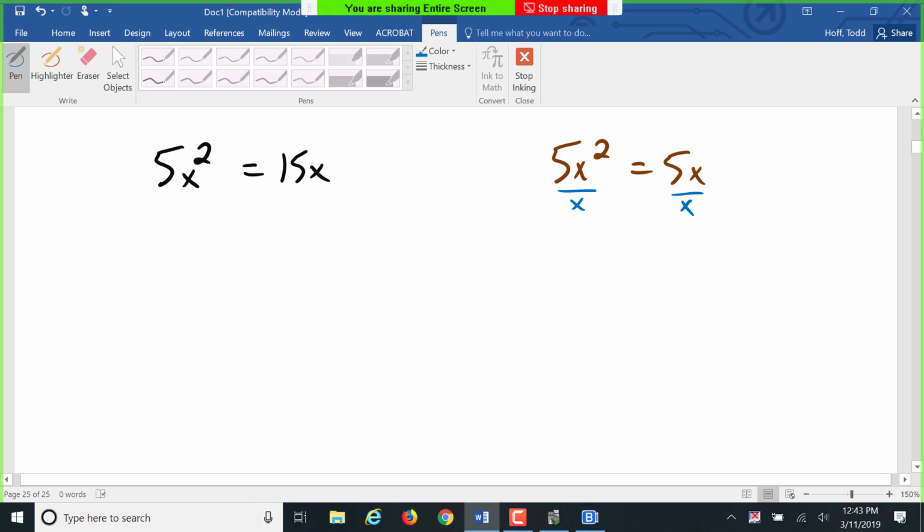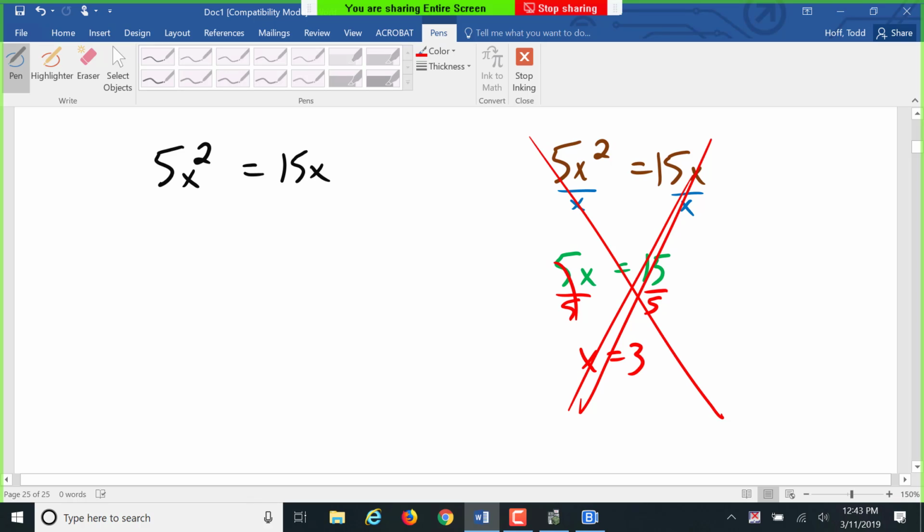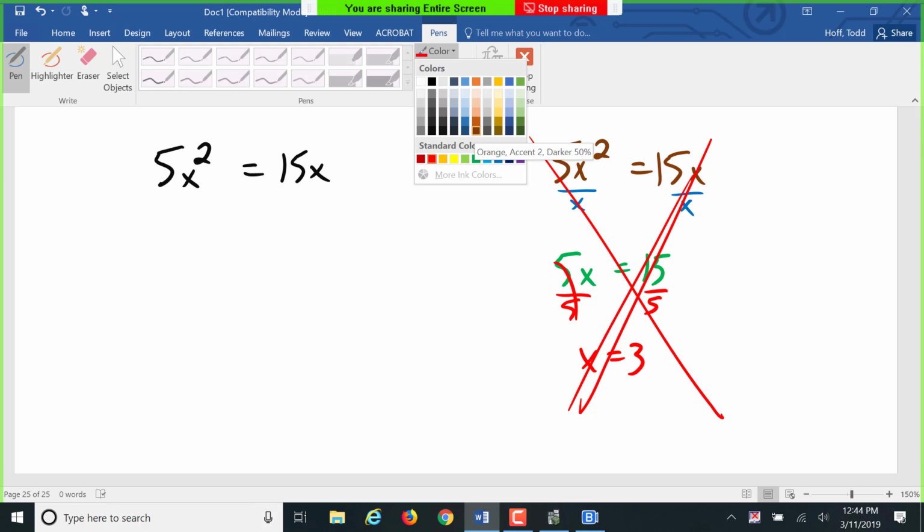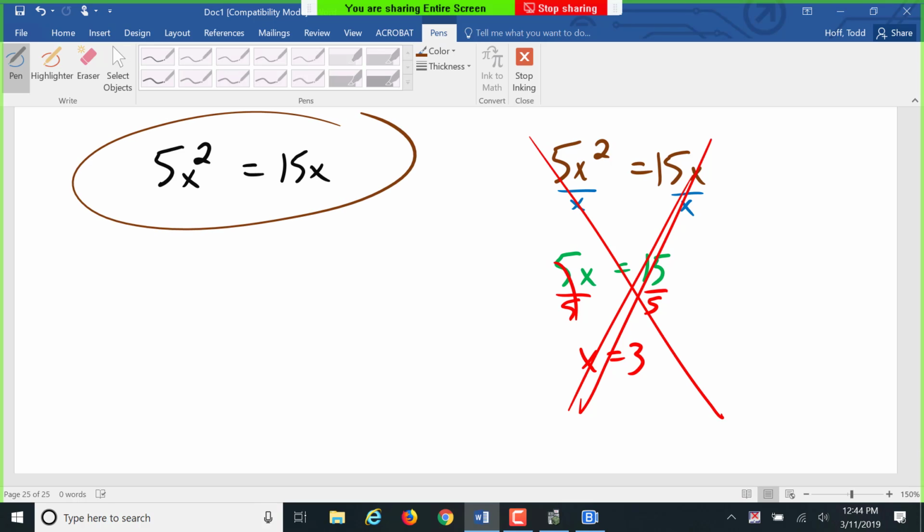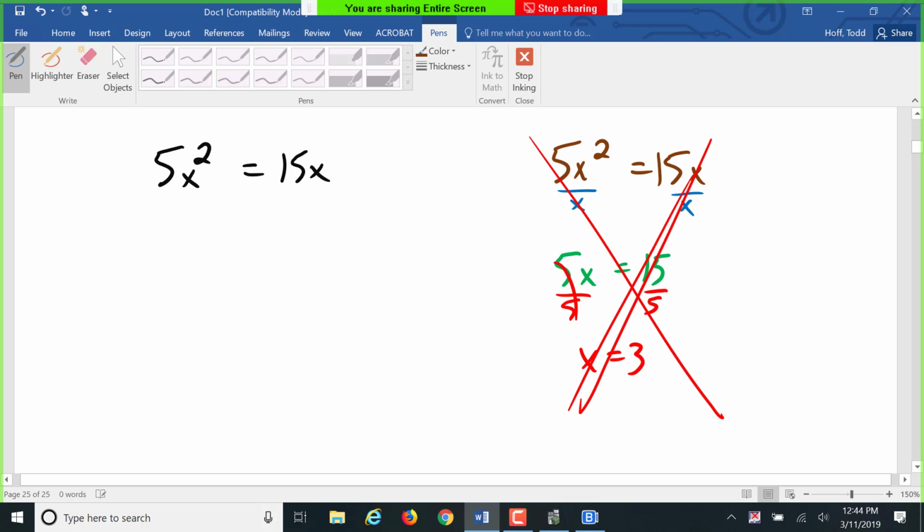5x squared divided by x would be what? Yeah, 5x. 15x divided by x would be 15. Well, then can I just divide by 5 and get x equals 3? No, I can't do that because there's a solution that gets lost in that process. If I come back over here, we're going to have to go through the full process because the x appears more than once. One of them's an x squared and the other one's just an x. We cannot combine them and then solve it using just our traditional methods.